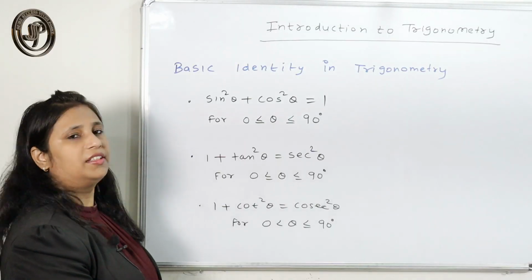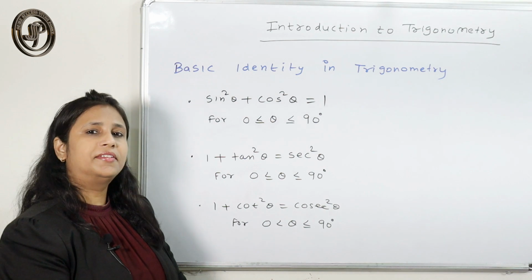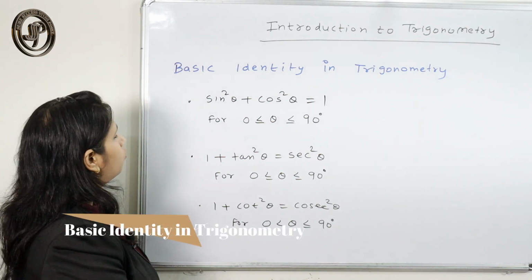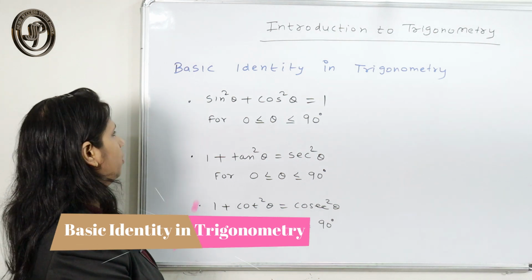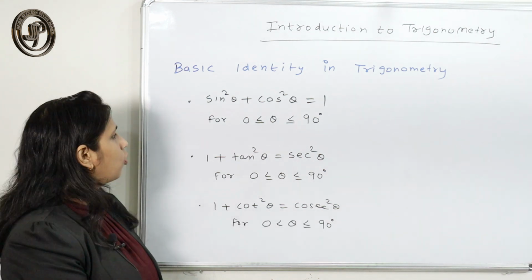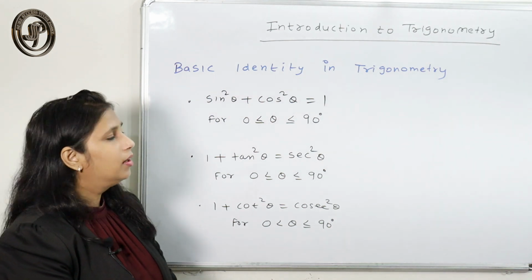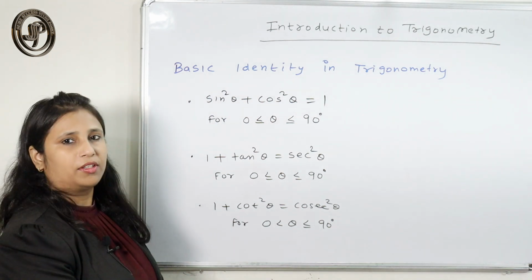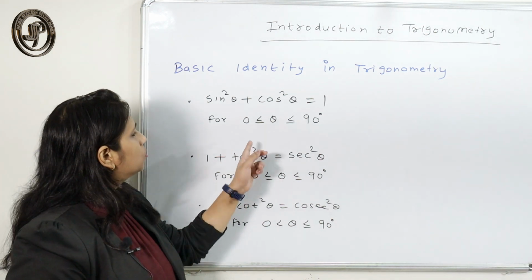The basic identities in trigonometry. We have three basic identities in trigonometry. The first is sine square theta plus cos square theta equals 1. That is true for all the values of theta that lie between 0 to 90 degrees, including 0 and 90 degrees itself. So why this 0 to 90 degrees?